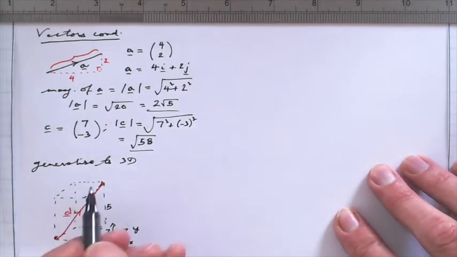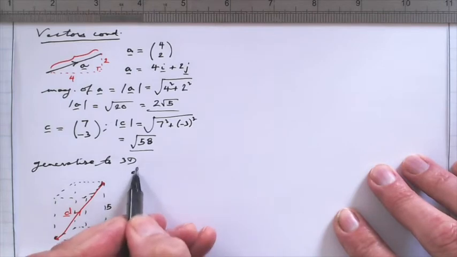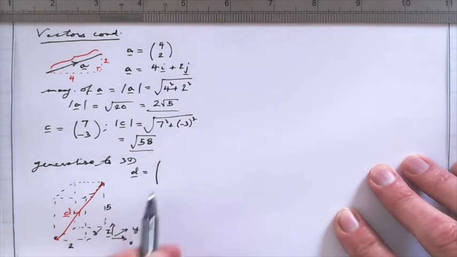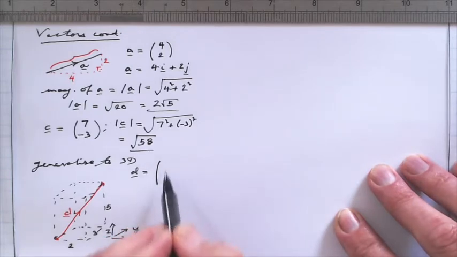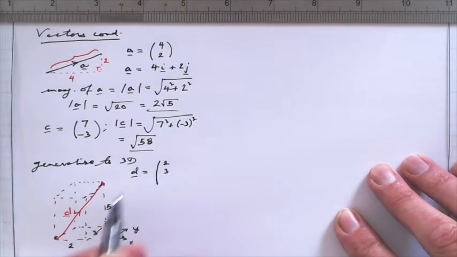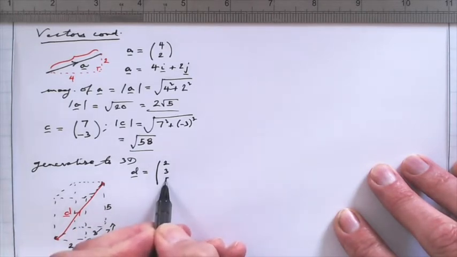Well, we can represent D, this vector, just generalizing what we've got in 2D. We now have a column vector with 3 entries, x, y, and z. So we have 2 in the x, 3 in the y, and 5 in the z.